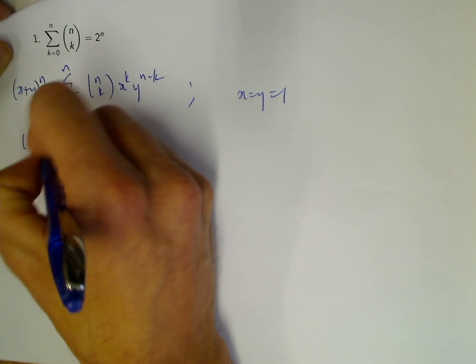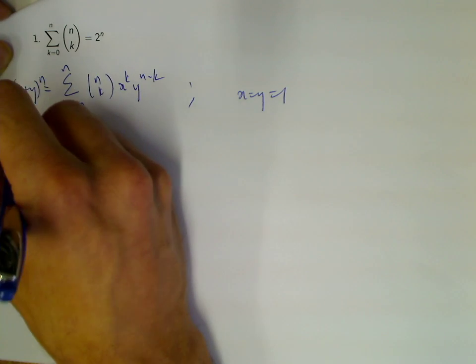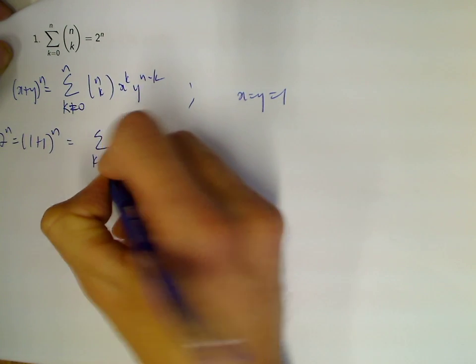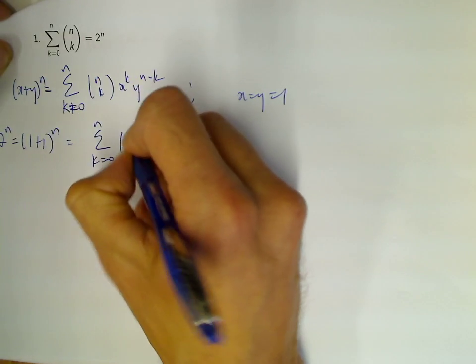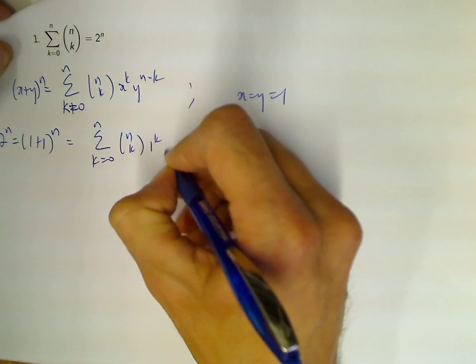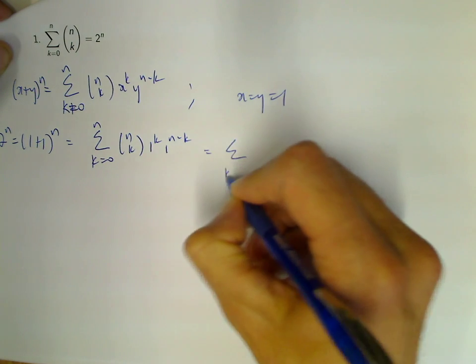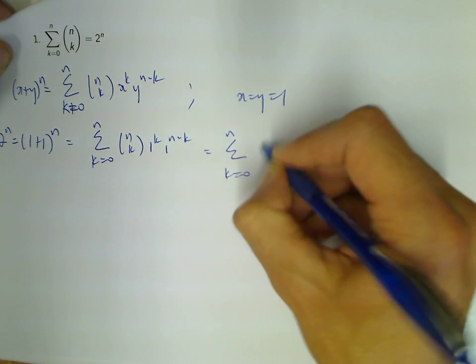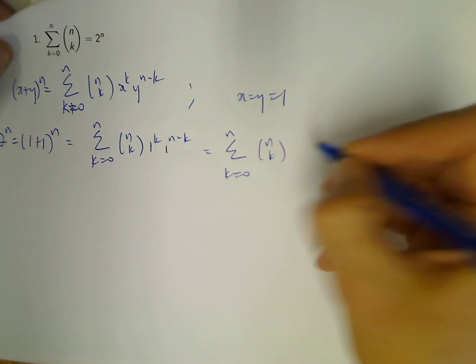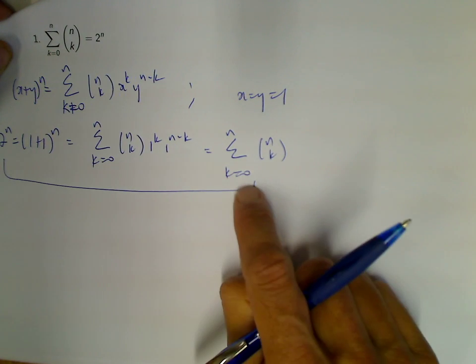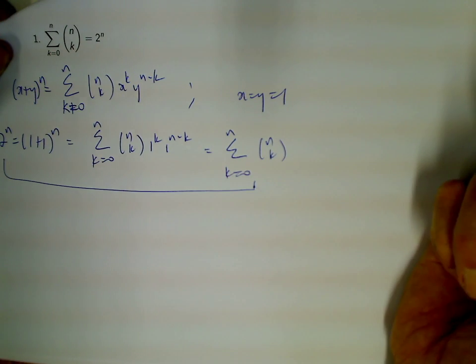And then I'll get 1 plus 1 to the n, well that's obviously 2 to the n, and that's going to equal the sum k equals 0 to n, n choose k, 1 to the k, 1 to the n minus k, right, and so that's just the sum k equals 0 to n of n choose k. So we get our identity, 2 to the n is equal to the sum k equals 0 to n of n choose k.